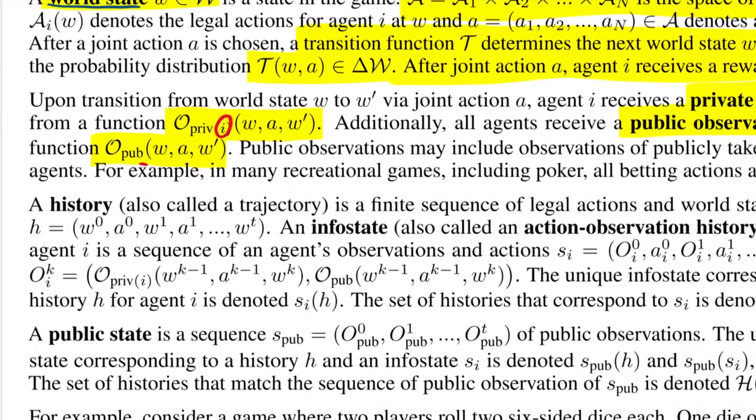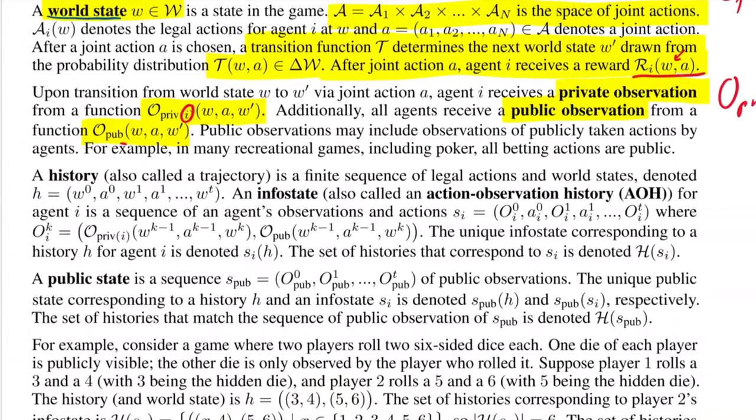in the public observations. All right, the next concept is a history, and a history is pretty much what you think. A history or a trajectory is a finite sequence of legal actions and world states denoted by this. So you can see it's simply the history of world states and actions that happened. Again, no one knows the history fully, but it is still the case.